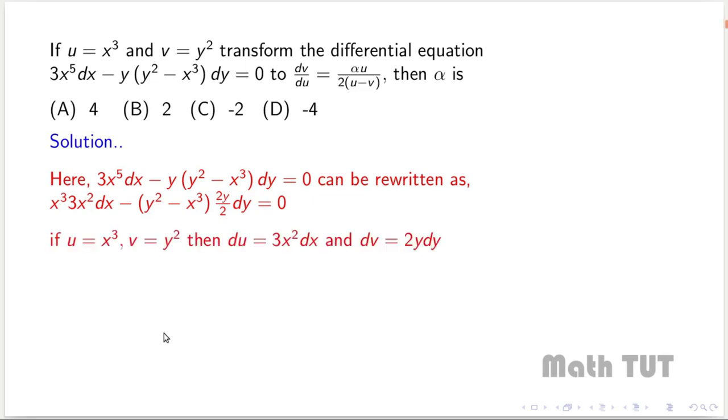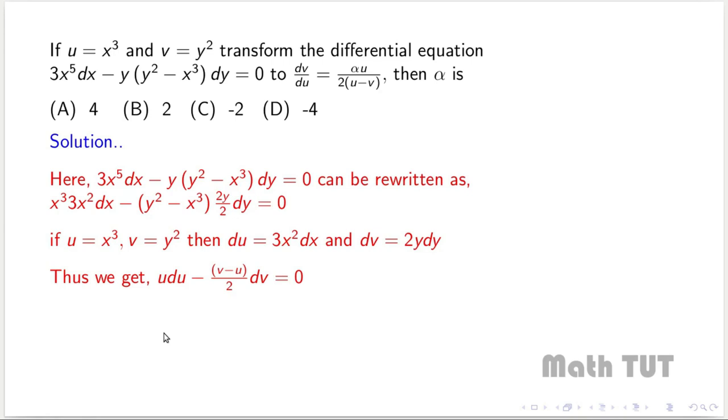when you substitute u as x cube and v as y square, then du is actually 3x square dx and dv is 2y dy, and putting all these things into this particular differential equation will give you something like u du minus (v minus u) by 2 dv is equal to 0.